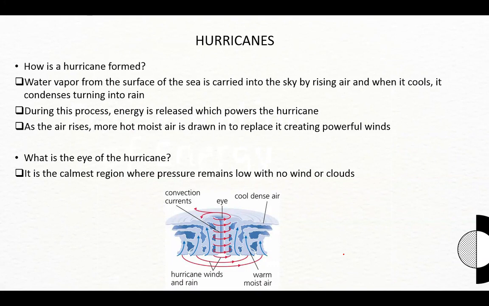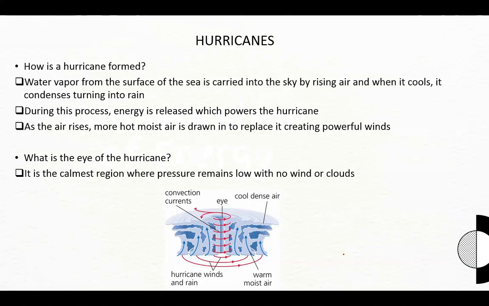So we're coming up to the end of this topic here. So hurricanes, how are they formed? Well, water vapor from the surface of the sea is carried into the sky by rising air, and when it cools, it condenses, turning into rain. Now, during this cooling process, energy is being released, and this energy is going to be used to power the hurricane. And as the air rises, more hot, moist air is drawn in to replace it, and this creates powerful winds. And this is how we get the creation of a hurricane.